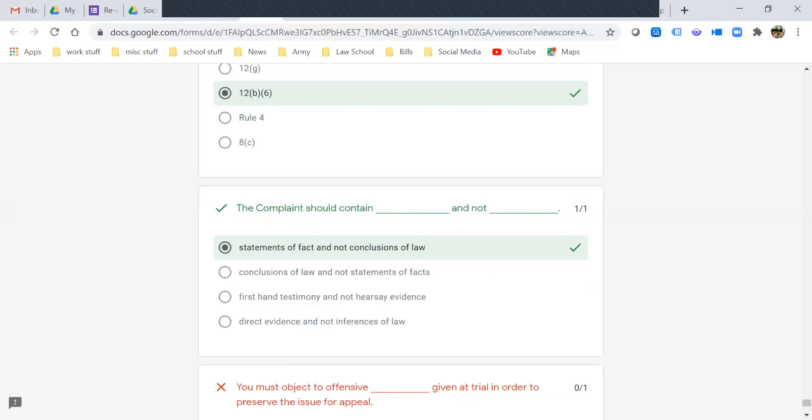All right, just 3 more minutes. The complaint should contain statements of fact and not conclusions of law.